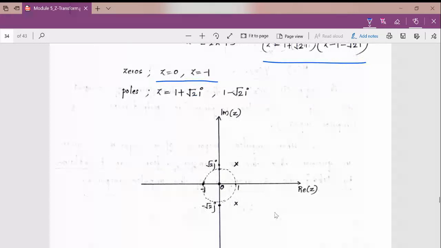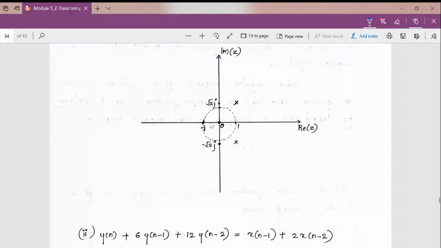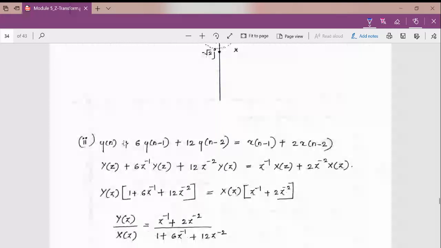Then we are marking those poles and zeros on the real and imaginary axes of z. We know that z is equal to r e raised to j omega, so it contains both real as well as imaginary parts. So we are marking the poles and zeros, and we are considering this the z plane. So we are considering it as a circle. So we will get the figure like this. Okay.